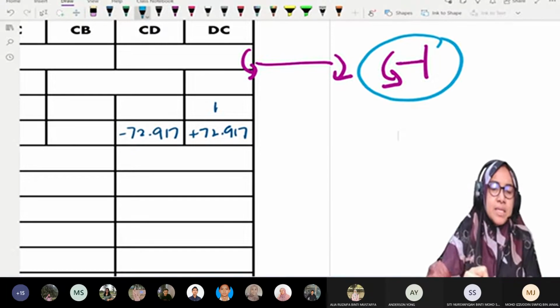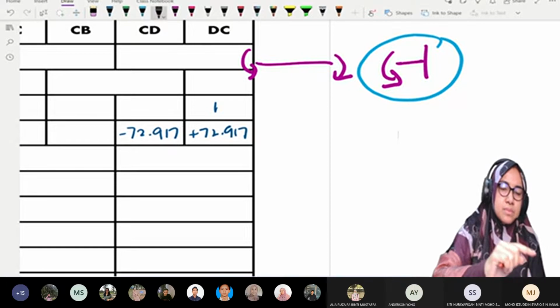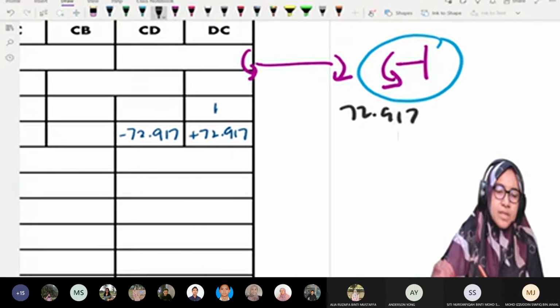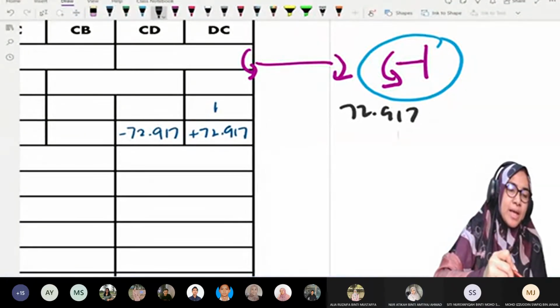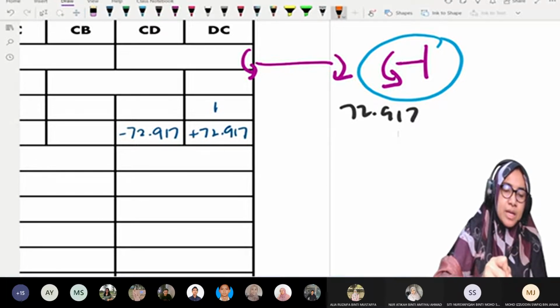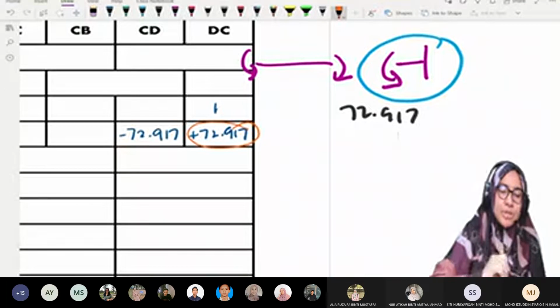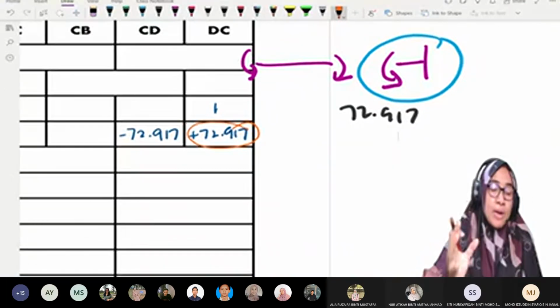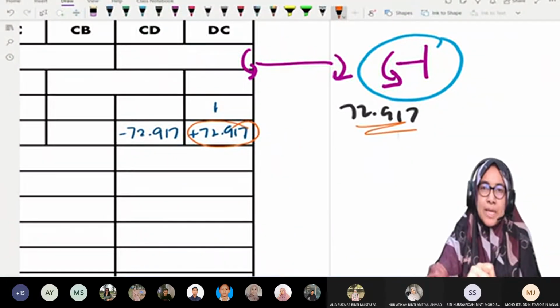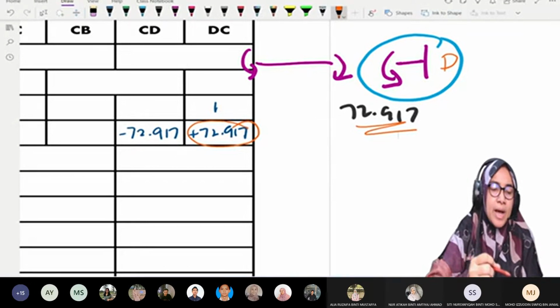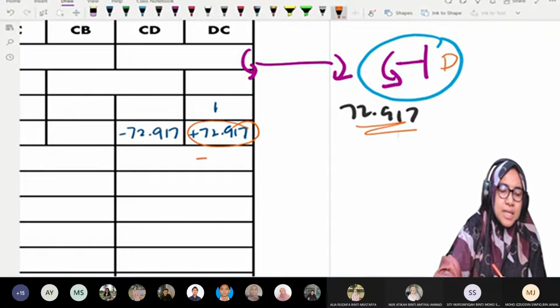Okay, this is negative or positive? 72.917? Negative. So this negative, that's why yang ni kita kena kali tau. Positive 72.917, bila change to join moment, dia jadi negative, sebab kita tengok pada join D ni. Join D. That is why you kena distribute and jawapan kena letak dekat sini negative 72.917.